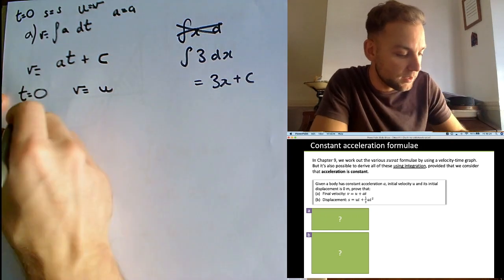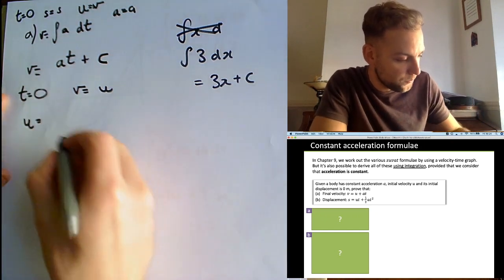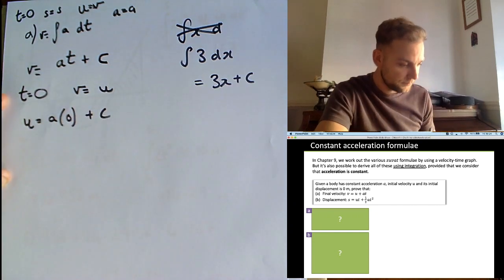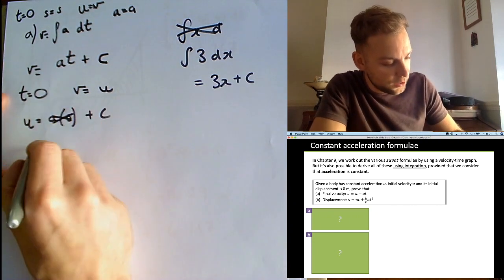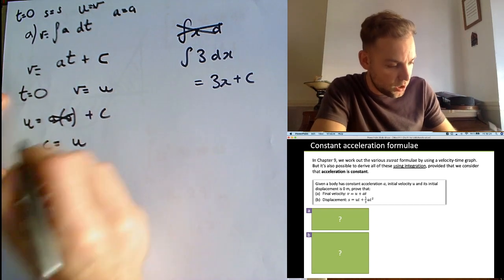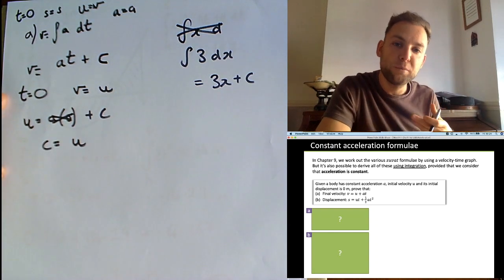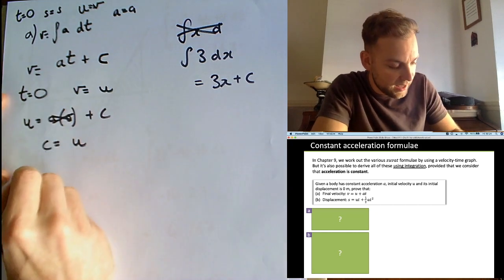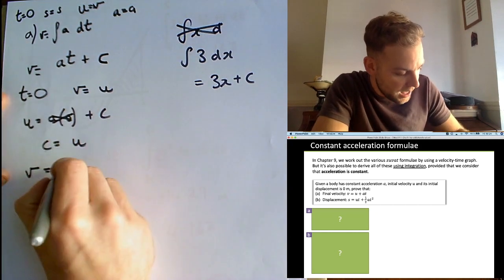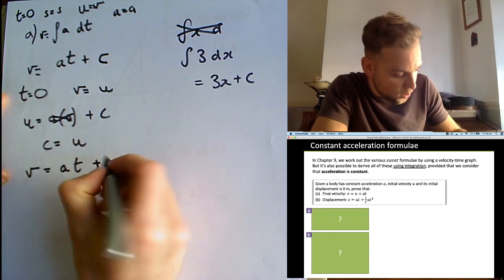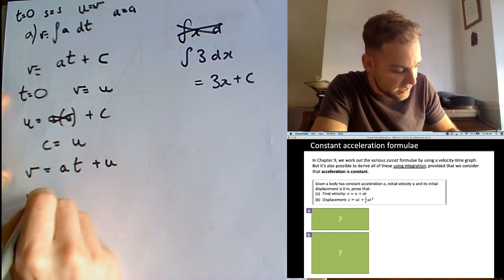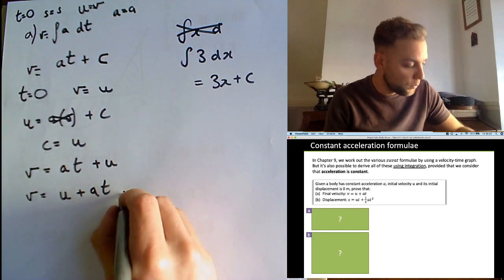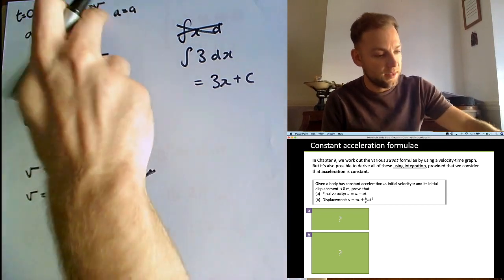So if I sub those values in, u is equal to a times 0 plus c. So I end up with c being equal to u. And then we've pretty much proved it, because if c is equal to u, my starting velocity, then v is equal to at plus u. Switch those round, v is equal to u plus at. Brilliant, and that's what we were looking for, using these states.